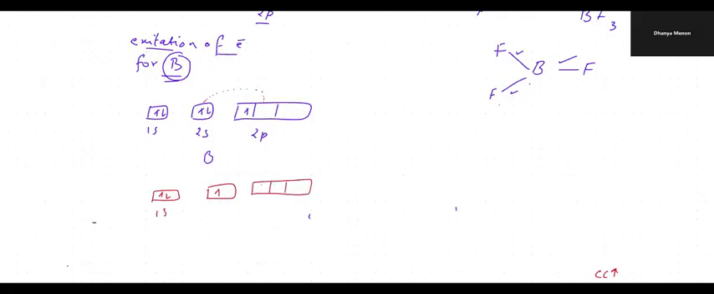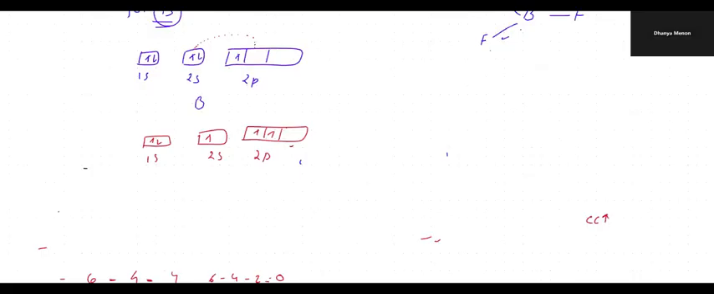This is 2s, this is 2p. Even if there is no electron in 2pz, 2pz is empty, do we have 3 unpaired electrons? We got 3 unpaired electrons. So, in order to get the 3 unpaired electrons, what have we done? We have done the excitation of electrons so that we get 3 unpaired electrons.